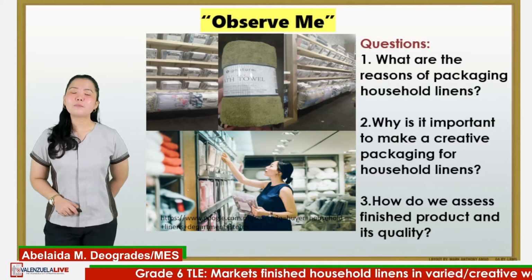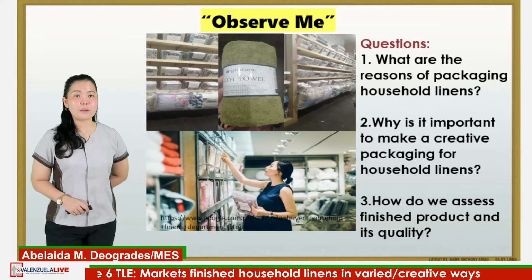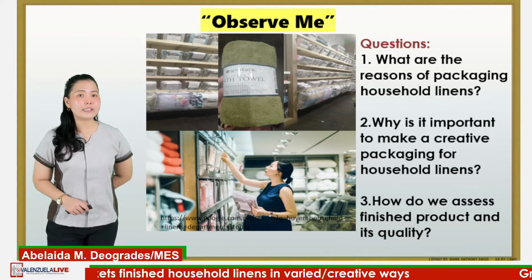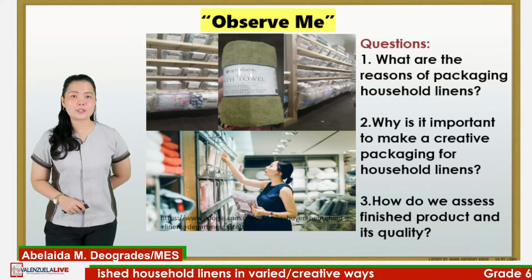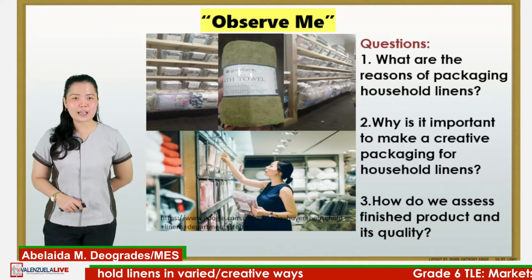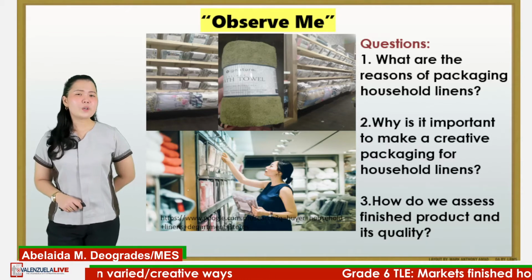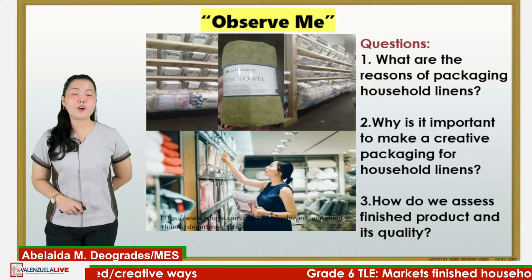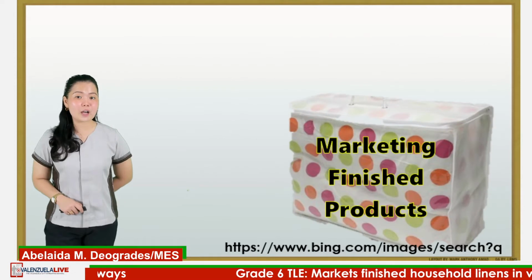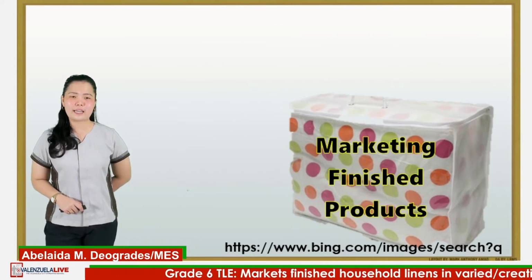Now, look at the picture and observe. Questions: What are the reasons for packaging household linens? Number 2, why is it important to make a creative packaging for household linens? Number 3, how do we assess the finished product and its quality? When you go to the department store with a member of your family to look for household linens that you need, do you notice how they are presented? What catches your attention that makes you decide to buy this?